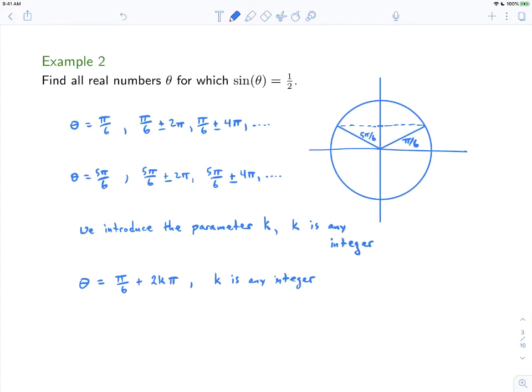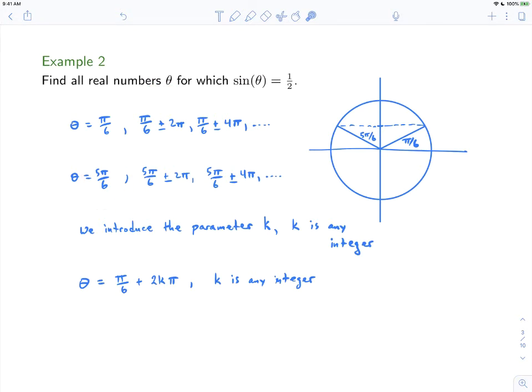Well, if k is any integer, then 2 times k is any even integer. So pi over 6 is our first solution, and then we add an even number times pi: 2 pi, 4 pi, 6 pi, 8 pi, and so on. Any even number times pi. If k is any integer, then 2k is an even number, and we can get all even numbers that way, even the negative ones, because k could be a negative integer. So we have pi over 6 plus 2k pi, where k is any integer. That gives us all of the solutions that are coterminal with pi over 6.